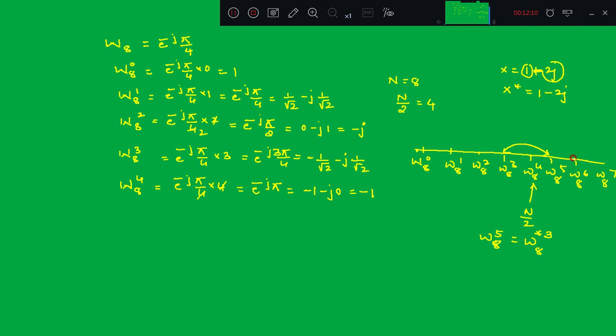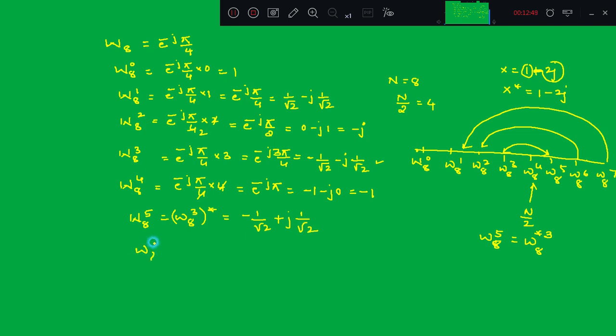And similarly, this W8 raised to 6 is the conjugate of W8 raised to 2, and this W8 raised to 7 is the conjugate of this W8 raised to 1, right? So using this conjugate symmetry property, I will write down the remaining functions. W8 raised to 5 is equal to the conjugate of W8 raised to 3. So I have to change the sign of the imaginary part: minus 1 by root 2 plus j 1 divided by root 2.